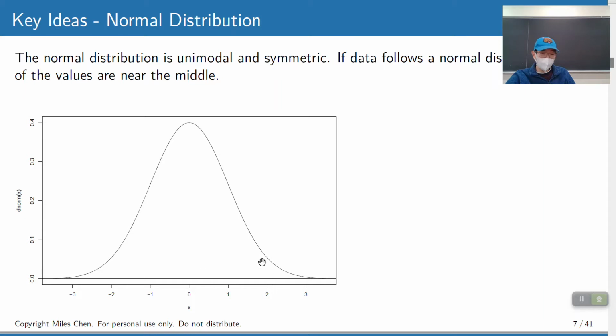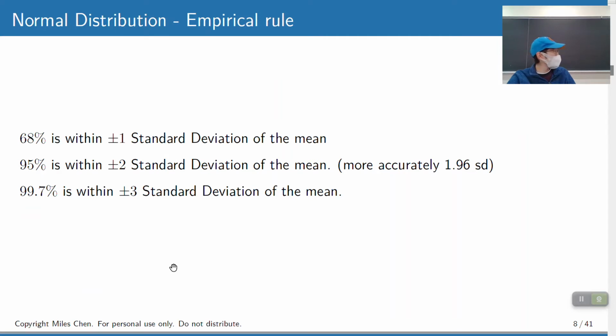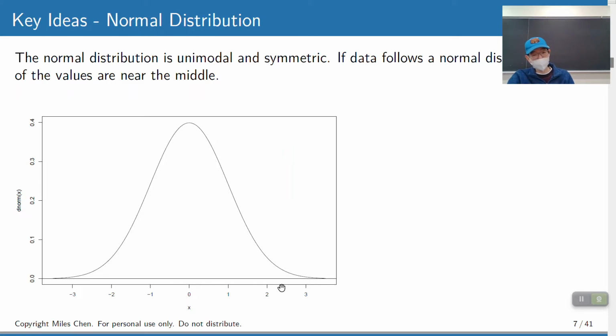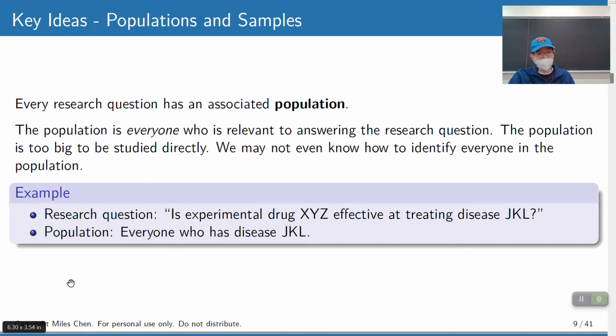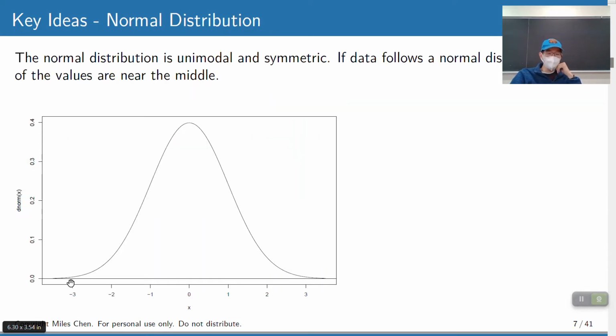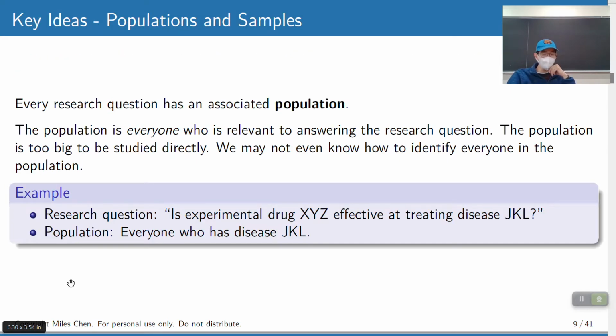When you go 2 standard deviations above and 2 standard deviations below, you get around 95% in the middle, okay? Around 95%, more accurately 1.96 standard deviations above and below. And if you go 3 standard deviations above or below, you get almost 100%, 99.7% within 3 standard deviations of the mean. And the normal distribution will play an important role later when we talk about the central limit theorem.